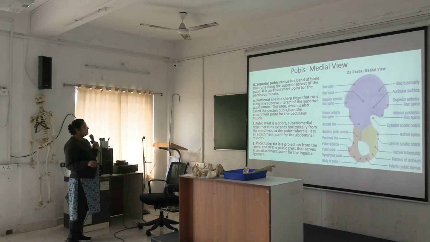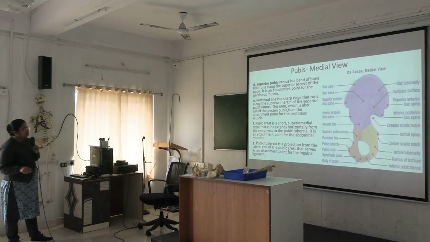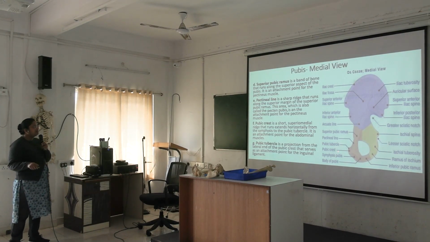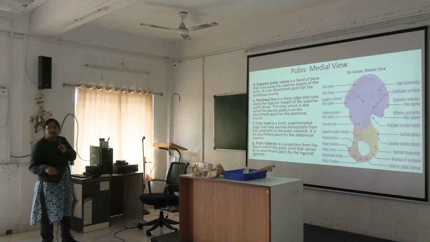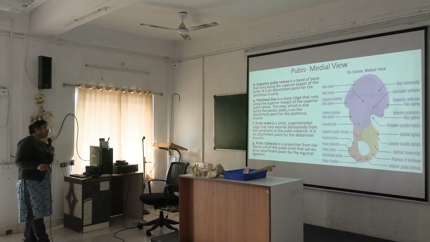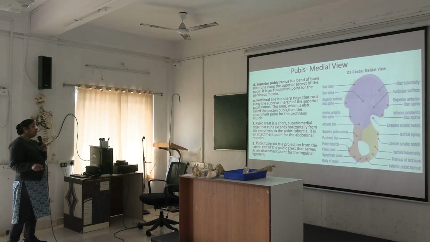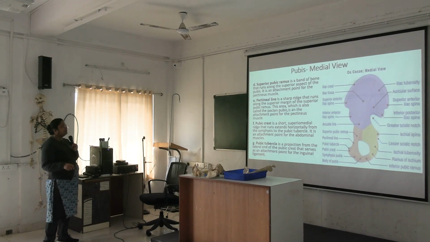Next is the pubic crest. Here is the pubic crest. It is a short superior-medial ridge that extends horizontally from the symphysis pubis to the pubic tubercle, and is an attachment point for the rectus abdominis muscle. Okay. The pubic tubercle is a projection from the lateral end of the pubic crest here, and that serves as an attachment point for the inguinal ligament.